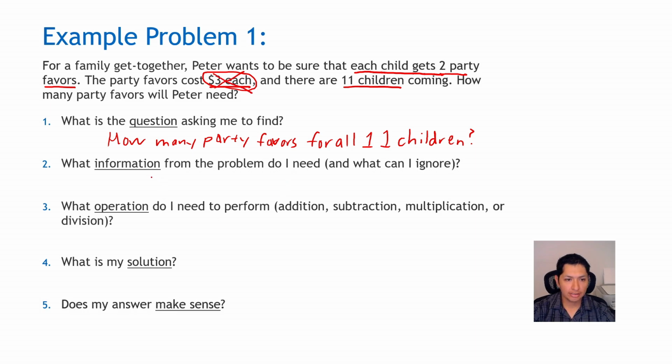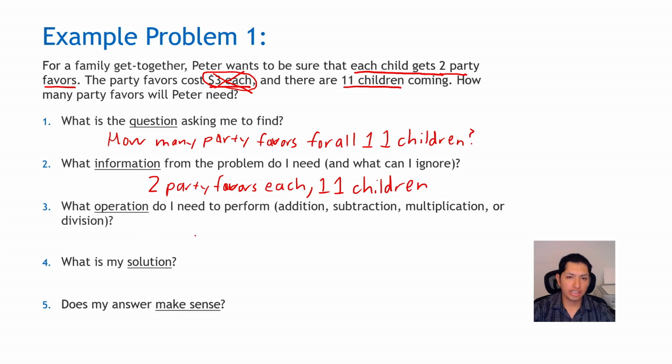And with that, the information that I am left with is two party favors each, and 11 children. I keep spelling favors wrong, I don't know why. So I have successfully filtered out the information I do not need.